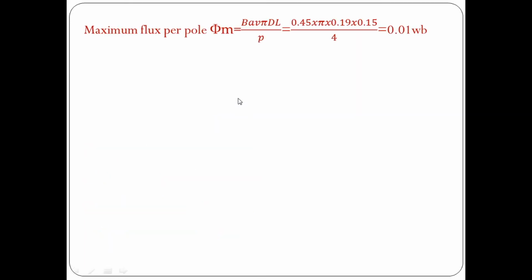The maximum flux per pole phi m is given by BAV into pi dl by p, from the specific magnetic loading. So phi m equals BAV into pi dl by p. If you substitute the values, you will get 0.01 Weber.